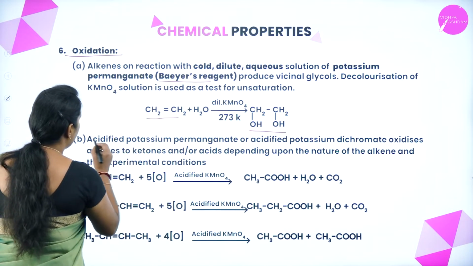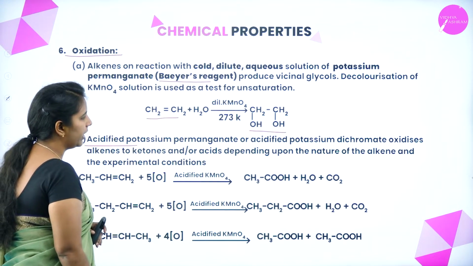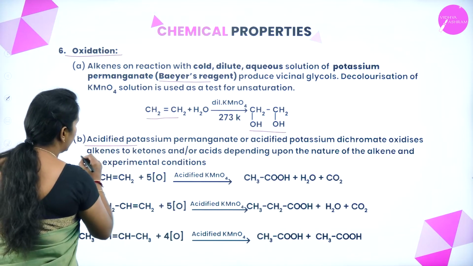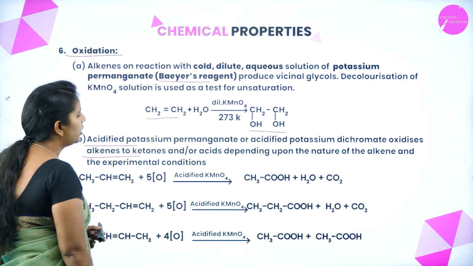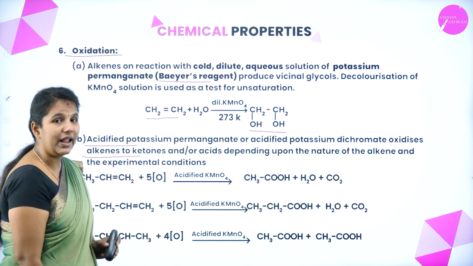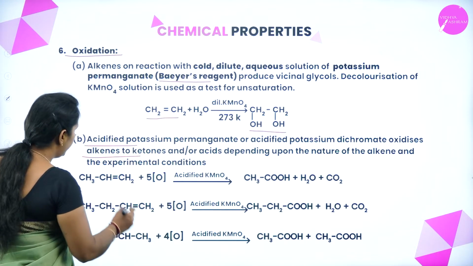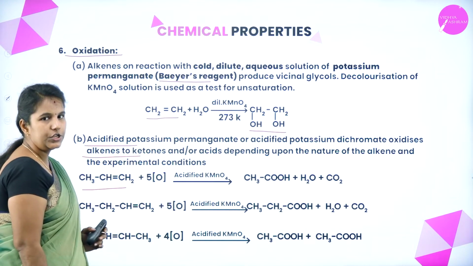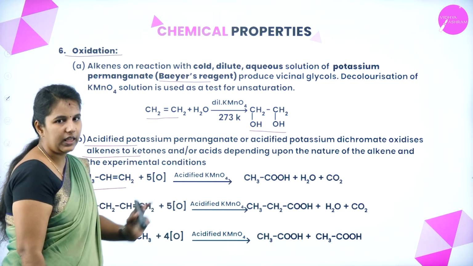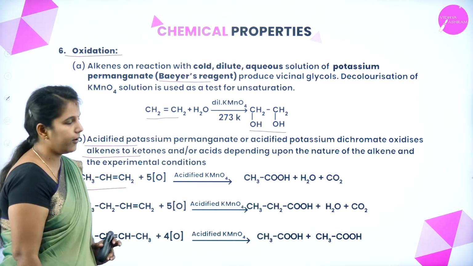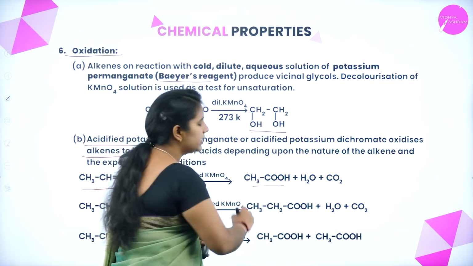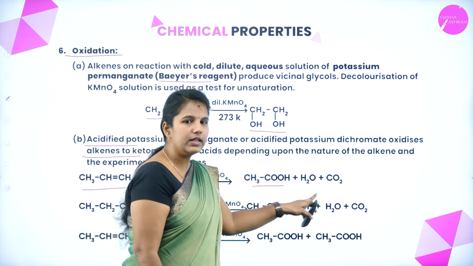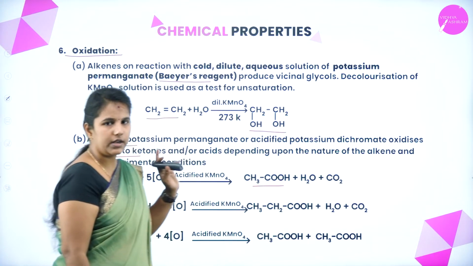Next thing is the acidified potassium permanganate or acidified potassium dichromate oxidizes the alkene to the ketone or to the acids, depending upon the nature of the alkene. For example, here I have considered propene, which undergoes oxidation in the presence of acidified KMnO4, that is potassium permanganate. It gives rise to acetic acid, along with the release of water and carbon dioxide.